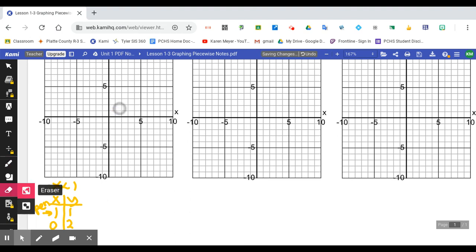Let me make that a little bit better. And then plot the rest of them. 0, 2, -1, 3, and -2, 4. So then you're going to start your line at the open circle. And remember, we're talking about x numbers less than. So my line needs to be going to the left.